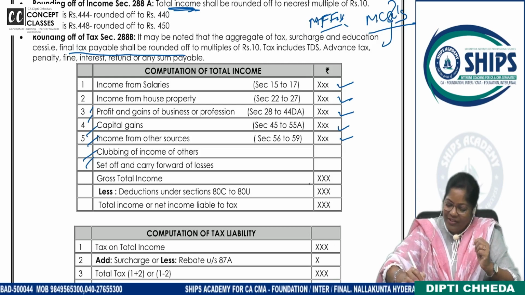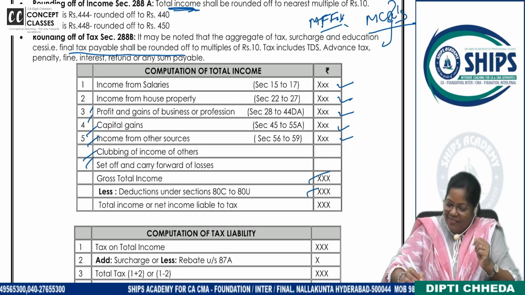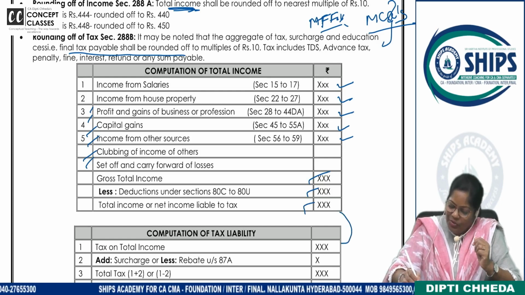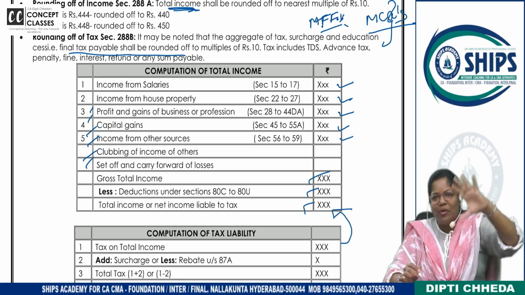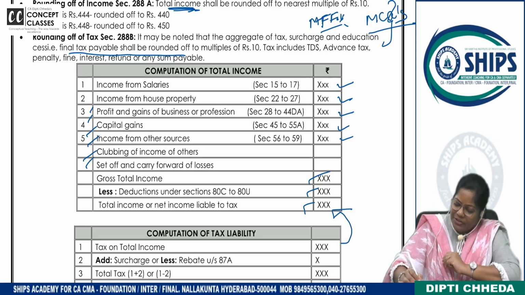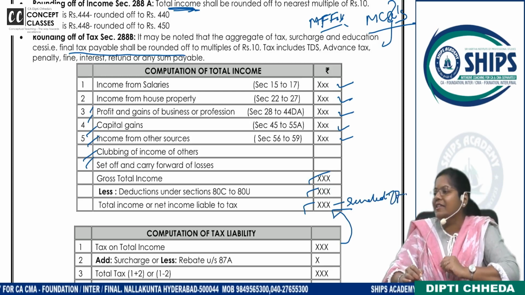Next we have what? Gross total income. Then we have what? Deduction. And then we get what? Now you are clear. Tax is calculated on the format, clear to you. And here you write down rounded off. See, this is the technique, dear students.